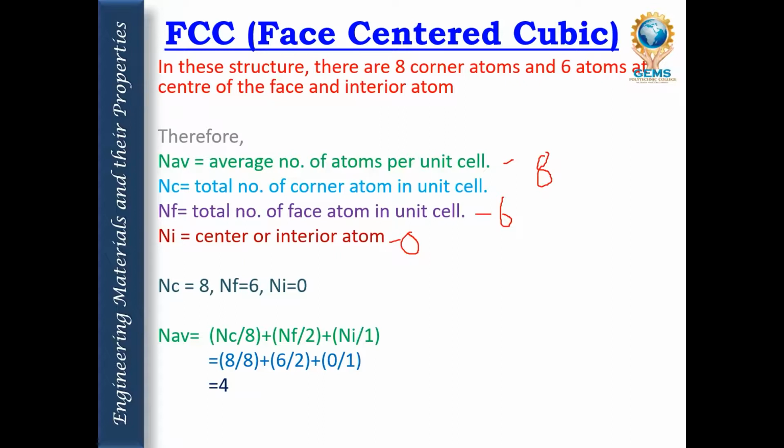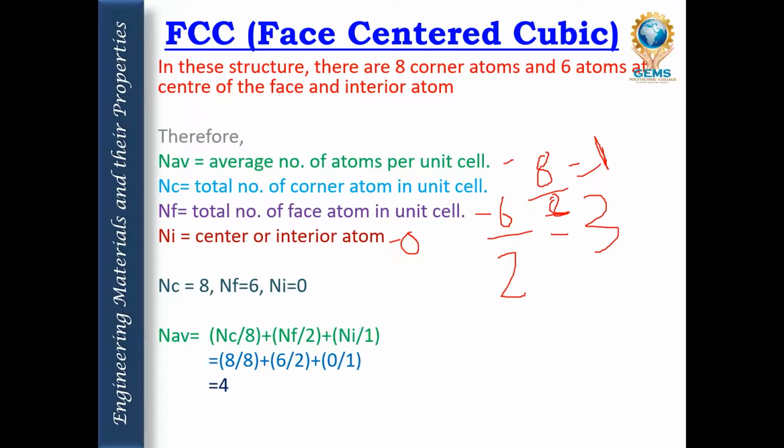That means the atom which is placed on every face of the unit cell is shared with a different unit cell. So only half of it will be considered. When you take half, there are totally 6 face atoms shared with other cells, so 6 divided by 2 gives you 3, right? And when you consider the 8 atoms at the corner, 8 becomes 1, because each is shared with 8 unit cells. So it takes 1.